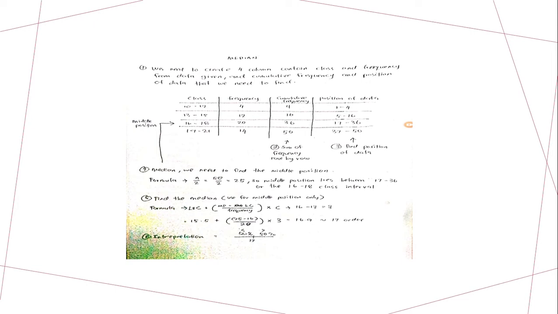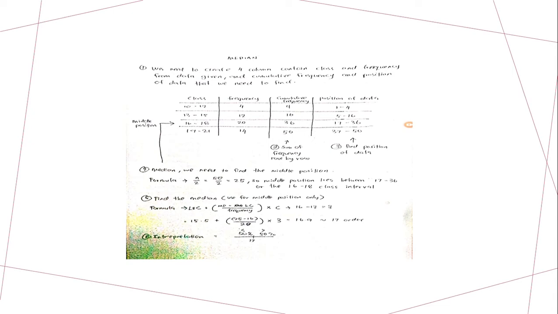So for number 5, after that we find the median. This one is used for the median position only. So for class interval 16 till 18 only, we need to use the formula, which is lower boundary class plus middle position minus lower class, divided by frequency, and we times by C. C is the class width. For example, 16 we minus with the upper class from the other class, which is 13, so we get 3.